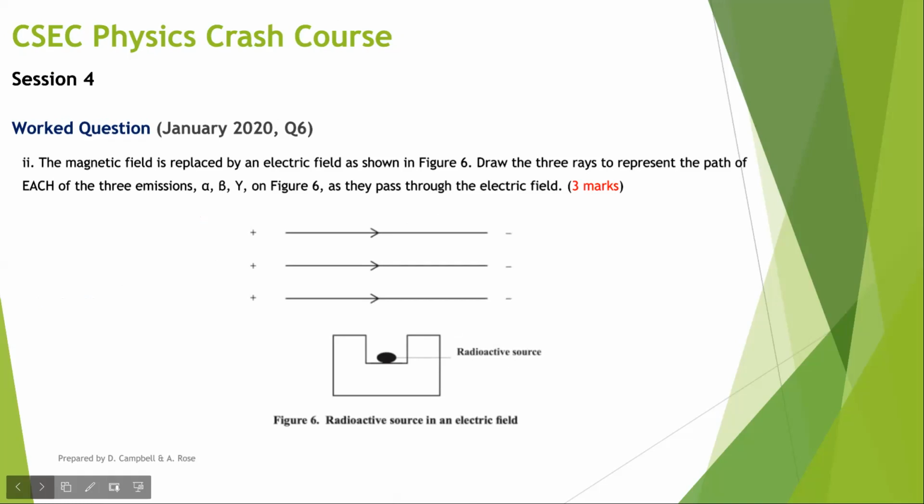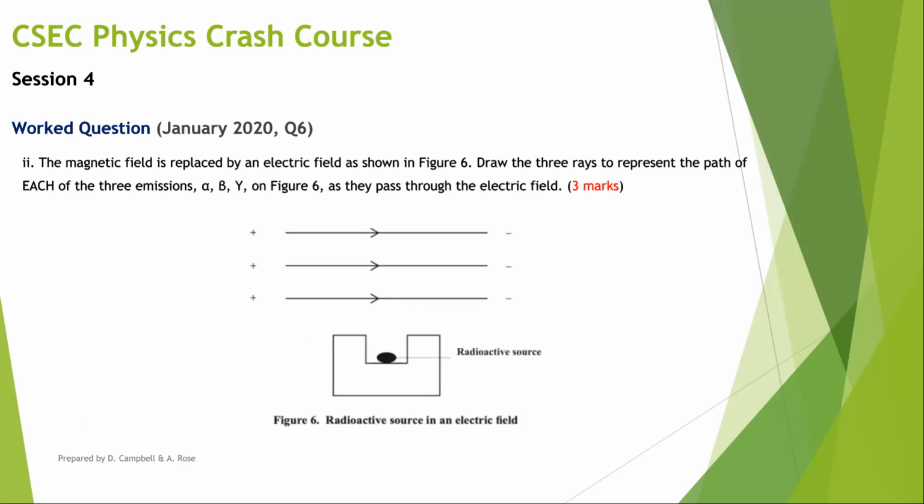Right. Now you're told that the magnetic field is replaced by an electric field shown in figure 6, and you're asked again to draw the three rays to represent the path of the alpha, beta, and gamma emissions as they pass through the electric field. Now you notice that the positive charge is to the left and the negative charge is to the right, and the radioactive source is still projecting upwards into that electric field.